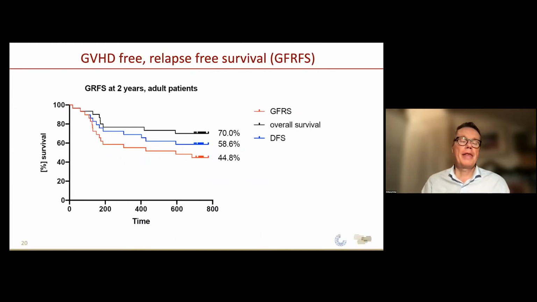If you look now at the outcome, the overall survival in this cohort of 30 patients at 2 years is 70%, which is excellent for this high-risk patient population. Also, the disease-free survival, at about 60%, is very promising, and a very interesting endpoint is the GVHD-free relapse-free survival rate, which is also at 45%.